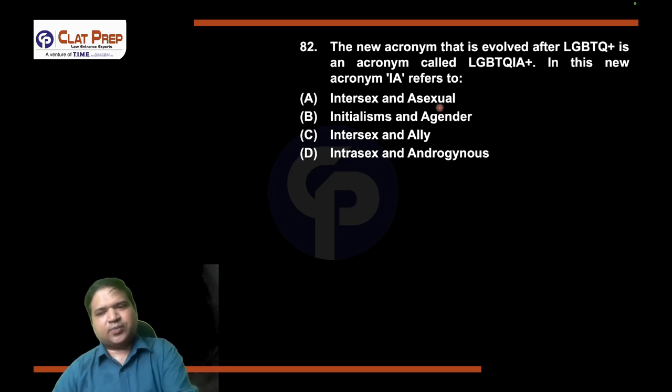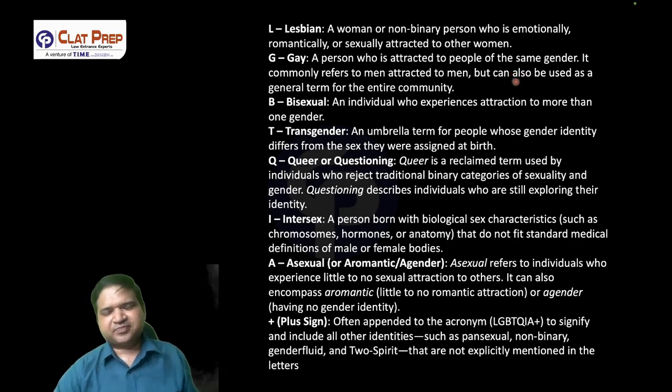Let's also take this opportunity to understand the specific things. When we say LGBTQIA, L stands for lesbian, G for gay, B for bisexual, T for transgender, then we have queer, then intersex and asexual. Let's understand the meaning of these words.